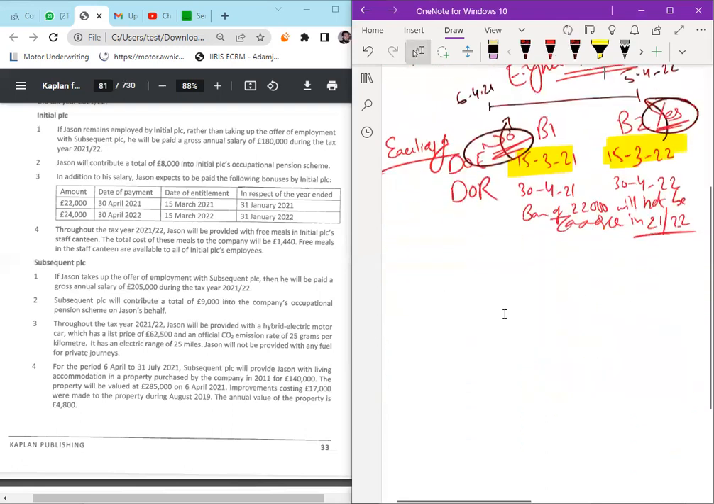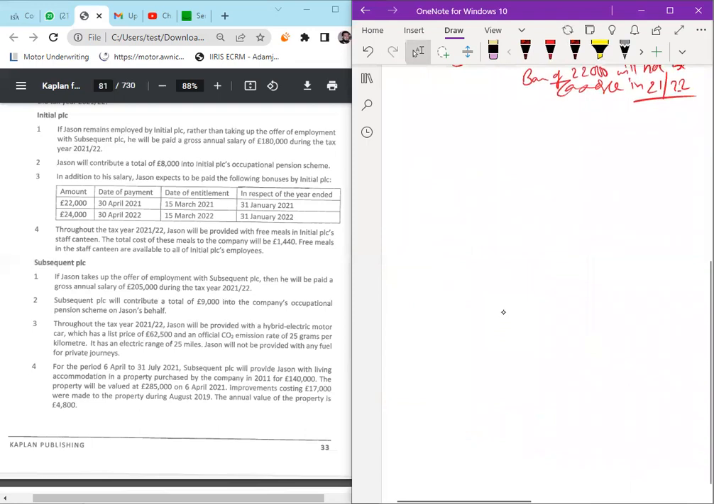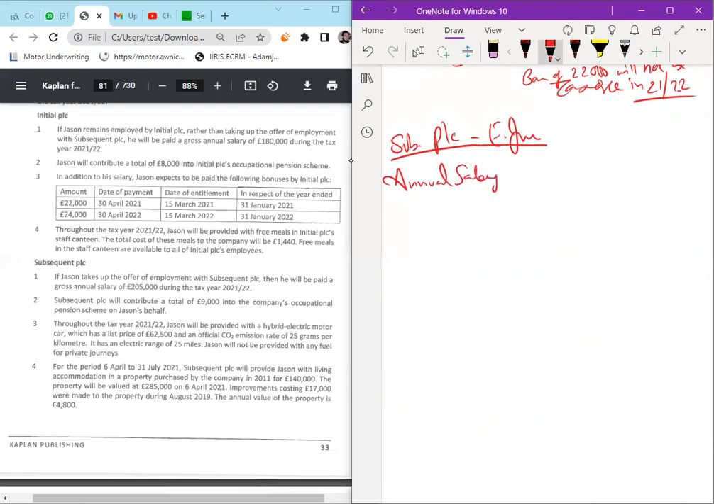Now we will continue this question with subsequent PLC. Employment income we are going to calculate. Annual salary, note number 1. If JASON takes up the offer from the company, he is going to get a gross salary of 205,000 during the tax year. Okay, full amount. MashaAllah, good salary.